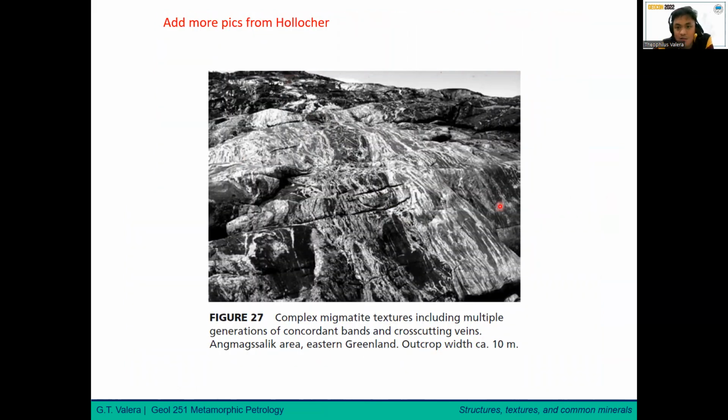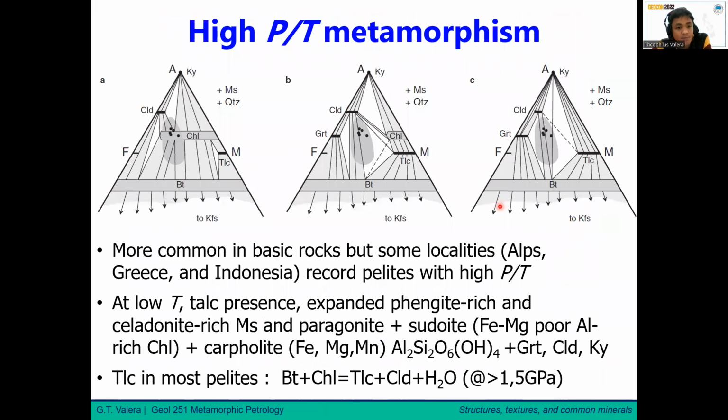Okay. So, high PT metamorphism. This is more common in basic rock. This is our last PT gradient: medium, low, now high. High PT is more common in basic rocks, but some localities record pelites with high pressure temperature. At low temperature, talc is present, along with phengite-rich and celadonite-rich muscovite and paragonite, plus the minerals sudoite and carpholite. Talc in most pelites is introduced through the reaction biotite plus chlorite equals talc plus chloritoid plus water.